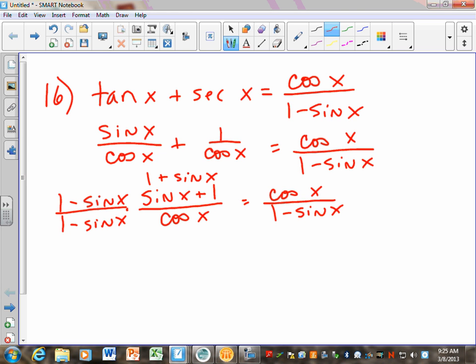When you get to something like this, and you're like, there's no way I can turn this into this. Or if you see that one's a positive and one's negative, that's what you're going to do. And notice I turn this around so that when I FOIL this out, it'll match up perfectly. This is a squared minus b squared, so it's just 1 minus sine squared x on the top now.